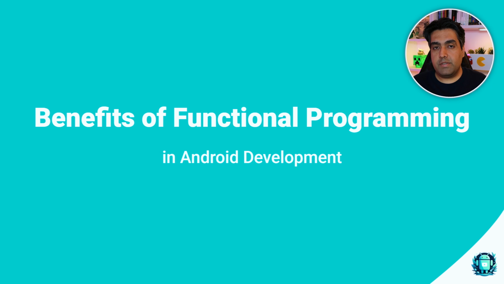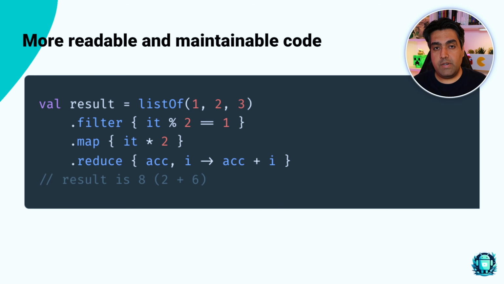Functional programming offers several benefits for software development, including Android application development. First, it makes your code more readable and maintainable. The use of pure functions and immutability leads to code that is easier to understand and predict.